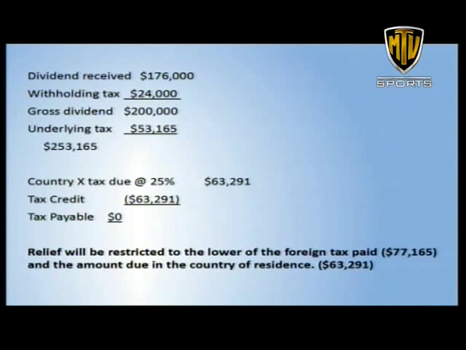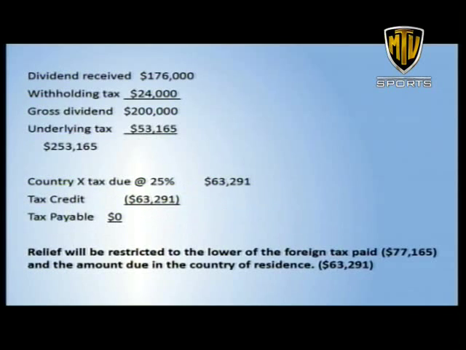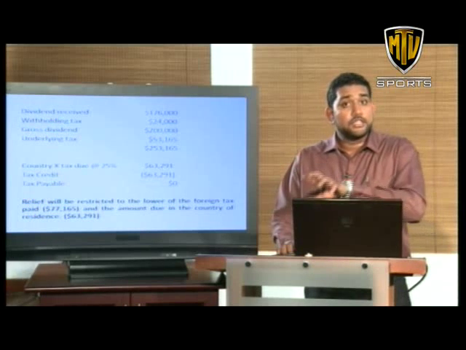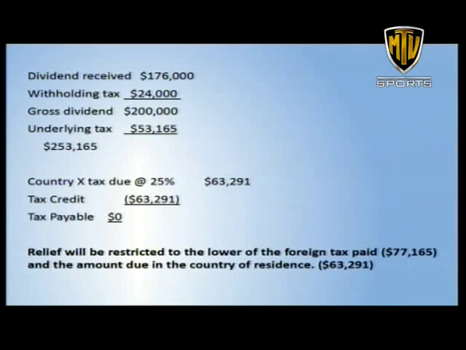But then again, the foreign tax element that you experienced in the other country came to 77,165. An important point to note here is that when relief is granted, the relief amount will be restricted to the lower of the foreign tax paid and the amount due in the country of residence. Country of residence is country X. Tax due in country X is 63,291. Foreign tax is 77,165. We go for the lower figure. The lower figure is 63,291, which is equal to the tax that you are supposed to pay in country X. So when you deduct it, there will be no tax payable in country X.